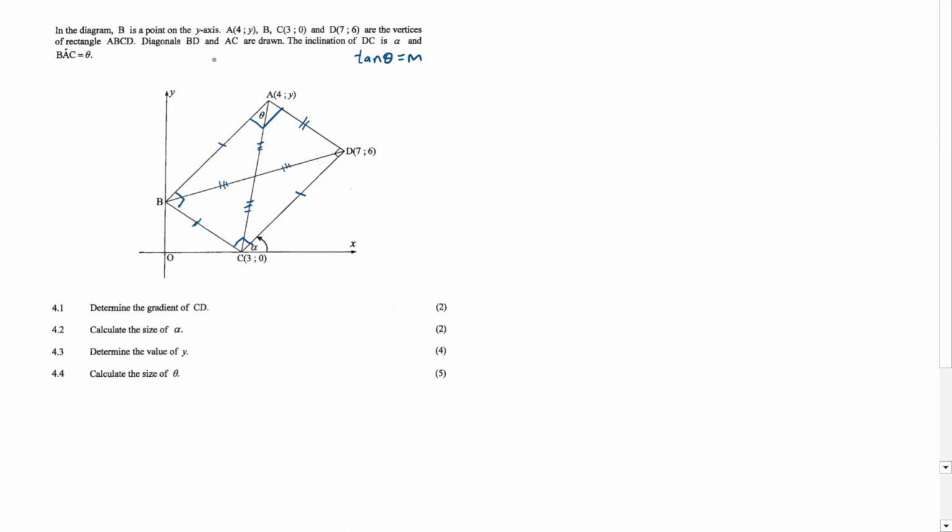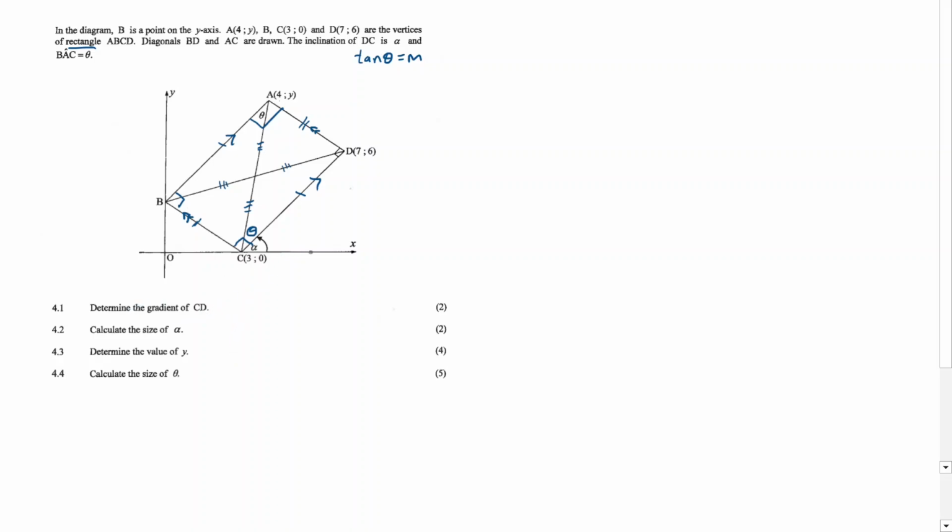The diagonals BD and AC are drawn. The inclination here is A, and BAC is theta, and because these lines are also parallel, if it's a rectangle, that's going to help me with any gradient related questions. I could also do something like getting theta down here because of alternate angles, and so there's a lot to think about just by a tiny statement like it's a rectangle. I personally like to fill in as much as I can before I begin, so that by the time I get to questions they just flow.